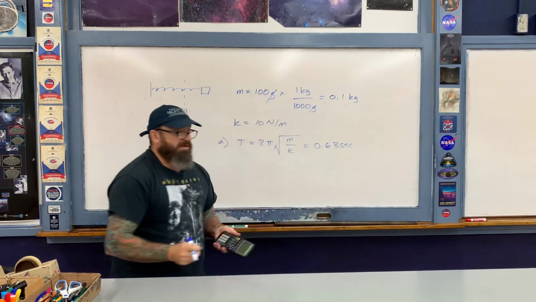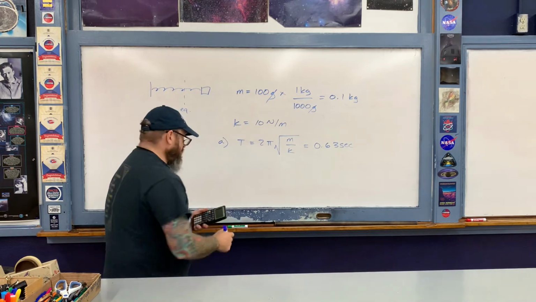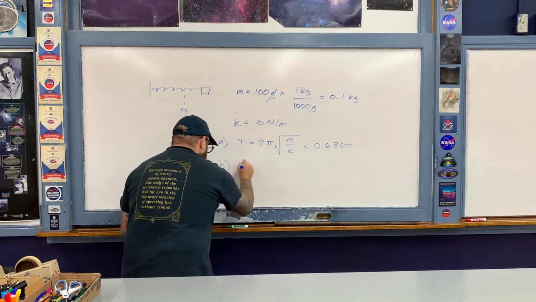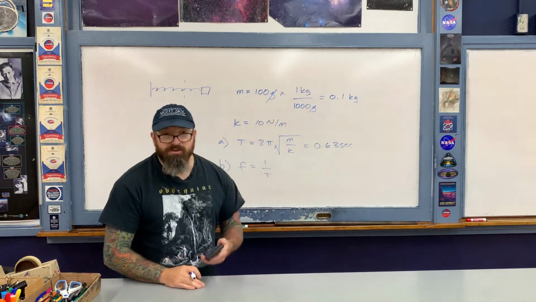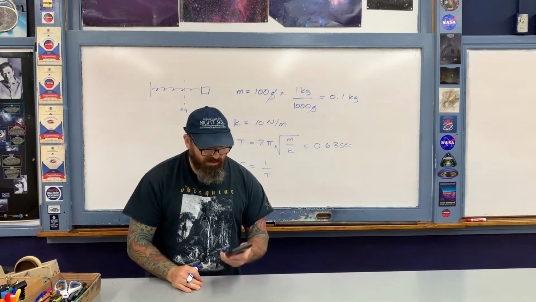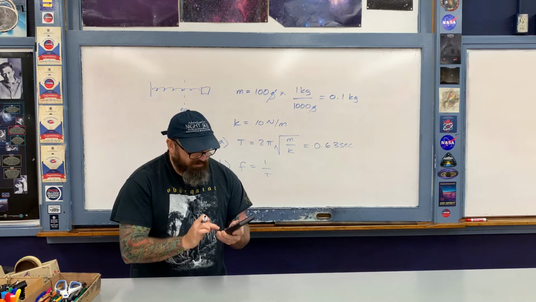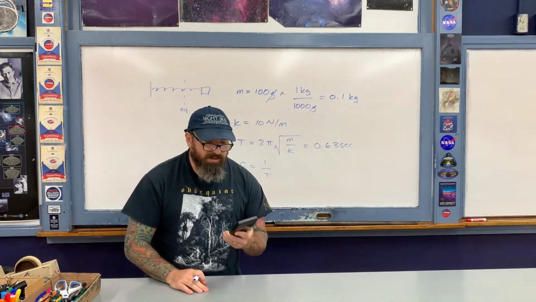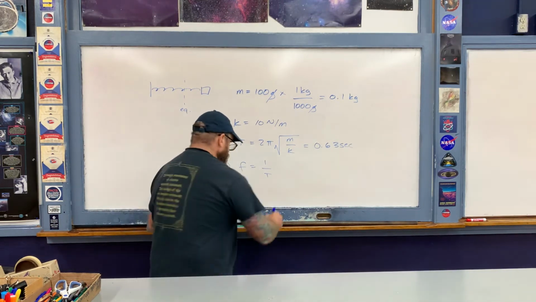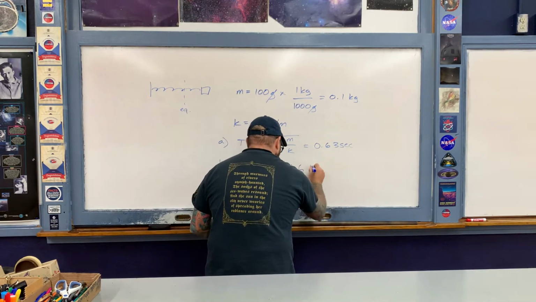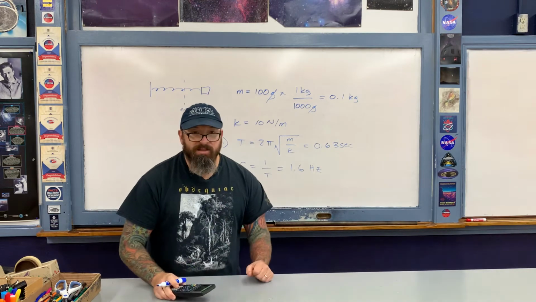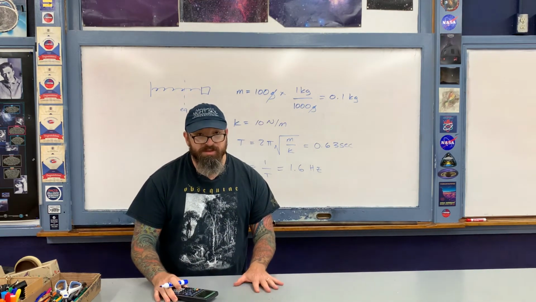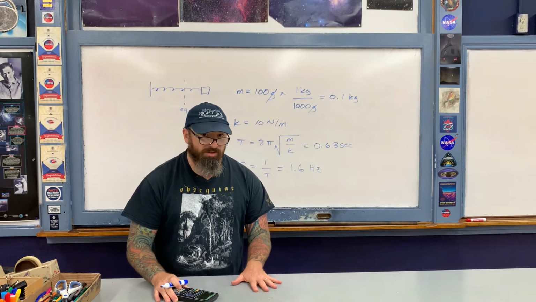And then in part B of the problem, we're asked to calculate the frequency. So the frequency is equal to the inverse of the period. The frequency, by the way, is also referred to as the natural frequency. And therefore, the natural frequency of the spring is given to us as 1.6 hertz. So then 1.6 oscillations take place per second with this mass attached to this particular spring.